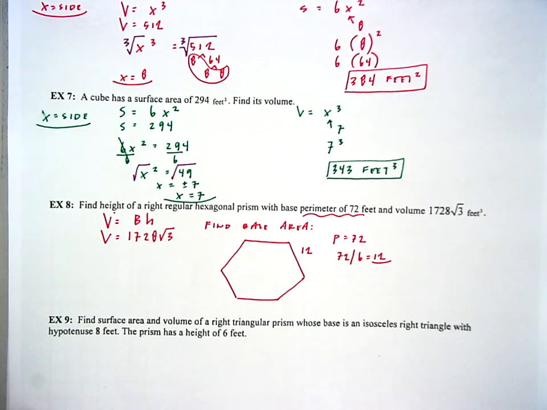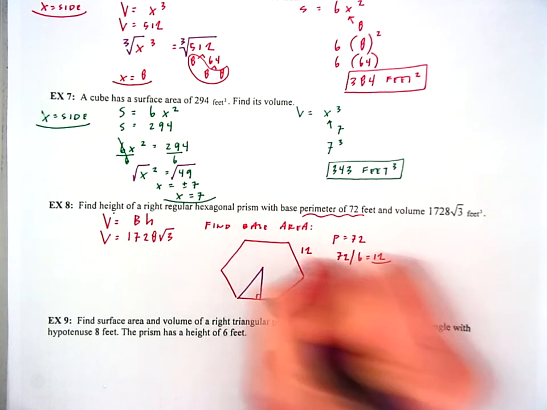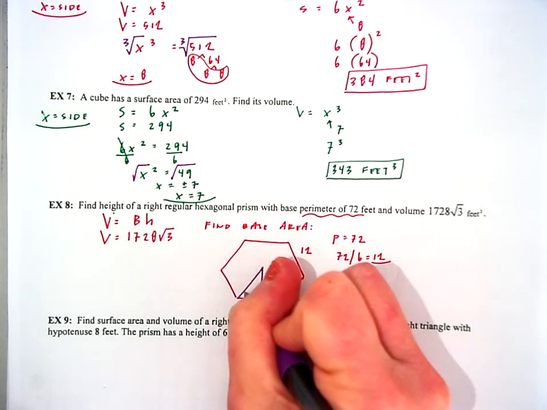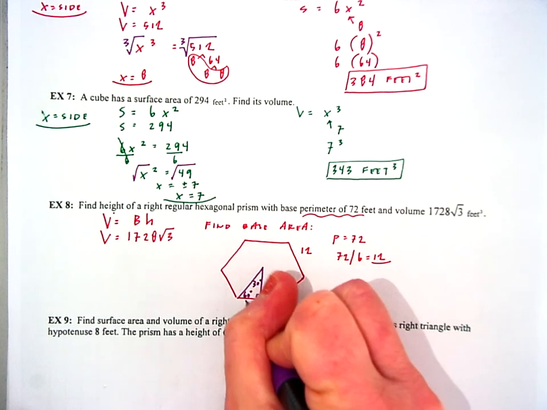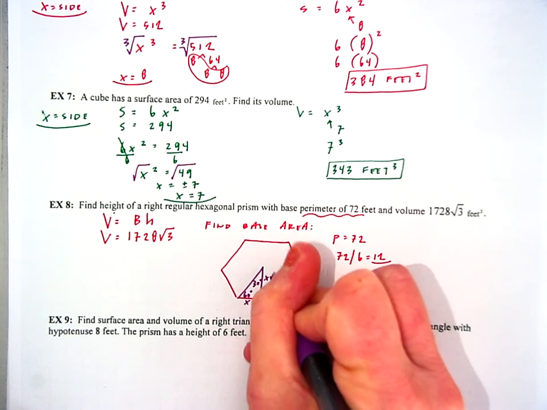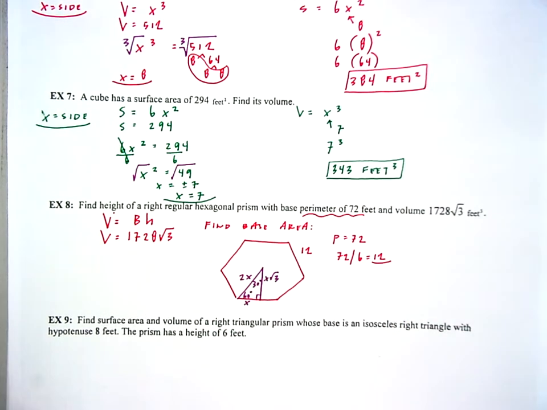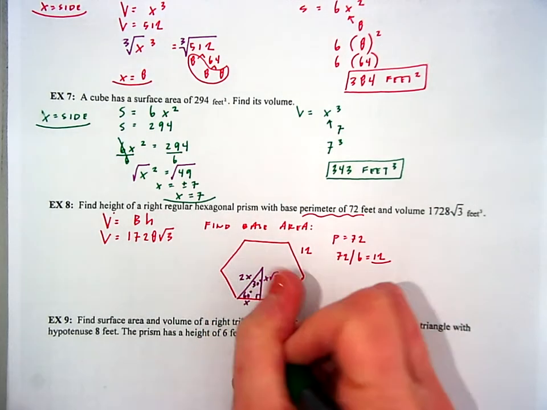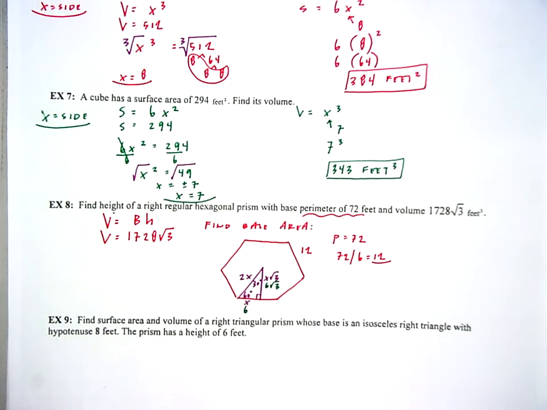So here, I know then that I can draw in the apothem and a radius. So right here would be my 60-degree angle, and here is my 30. Here is x, here is x root 3, here would be the 2x. So I know that right here would be 6 and 6 root 3 for my apothem.